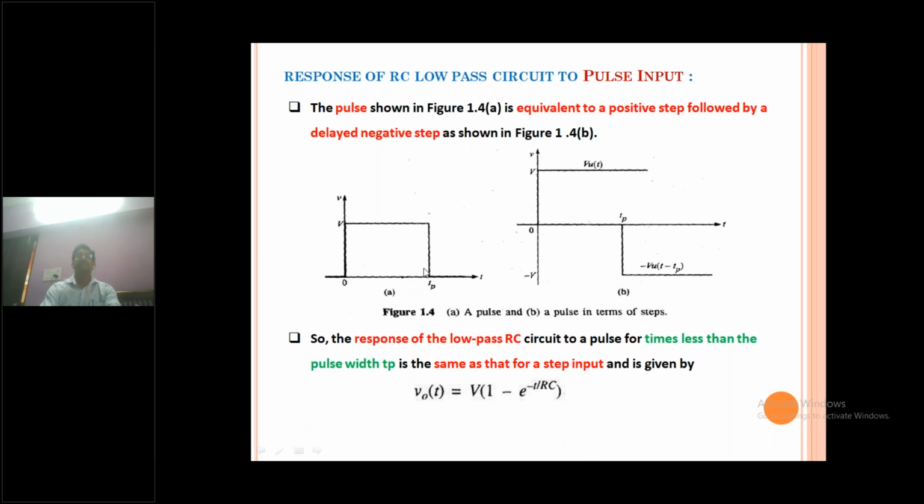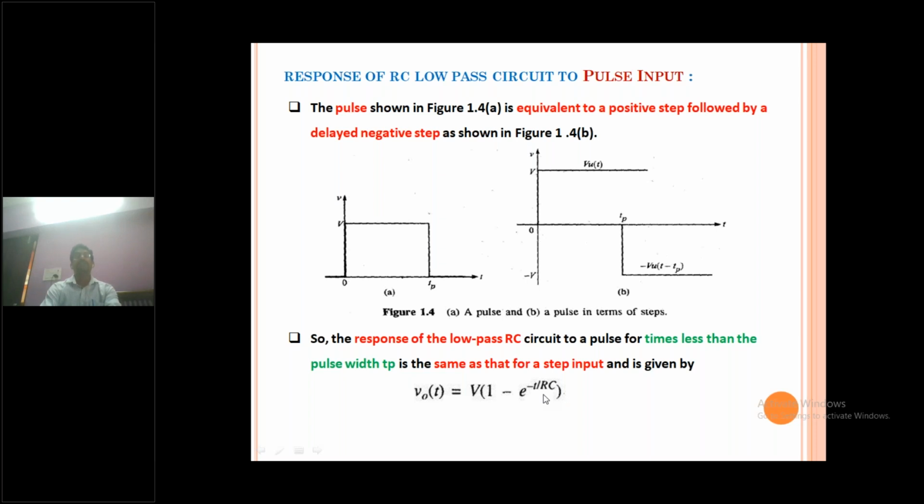For the interval 0 to TP, up to T less than TP, the pulse waveform is the same as the step. Whatever the output waveform for the step, it applies to the pulse waveform also. So whenever time is less than the pulse width TP, it is the same as the step input. Step input applied to the low pass circuit gives the output V naught of T equals capital V into 1 minus e power minus T by RC.